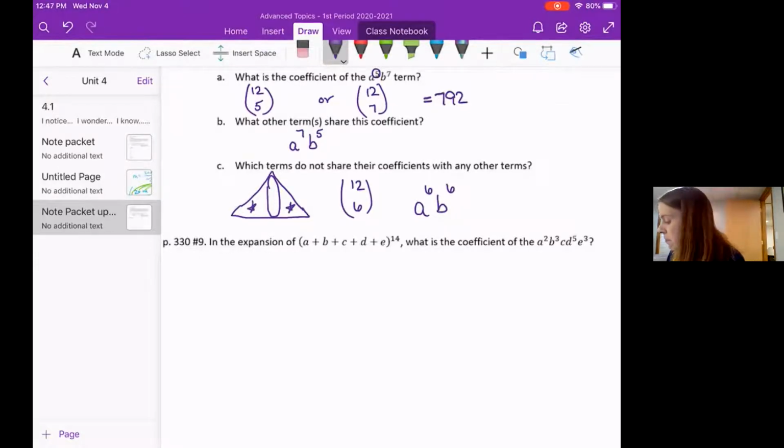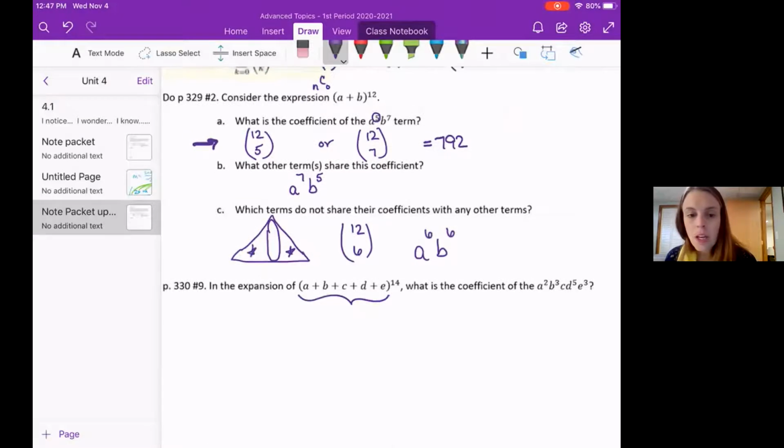That's great. And then the hard part about this is that we've never looked at something that has this many terms being added together. We've only looked at binomials, which have 2. So we have to kind of figure out what would the pattern be if we have more terms. So as you remember, when we do things like 12 choose 5 or 12 choose 7, the 12 came from the power on the binomial. So in this case, we have 14 as our power.